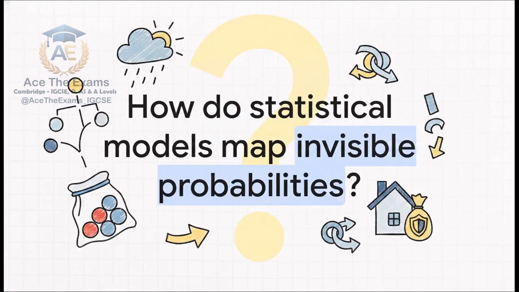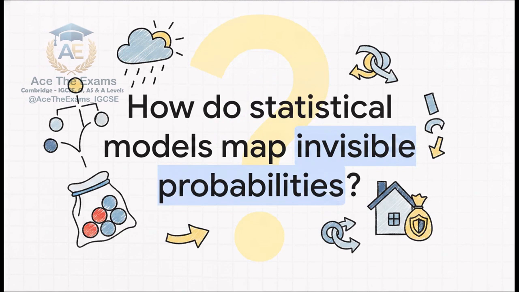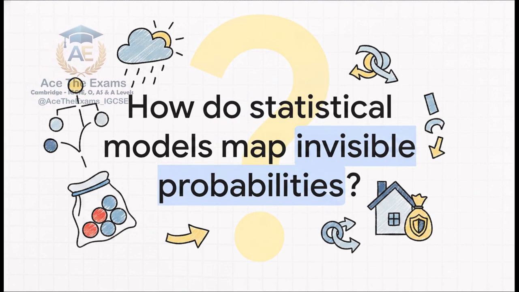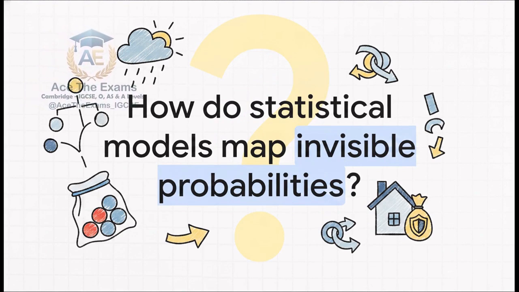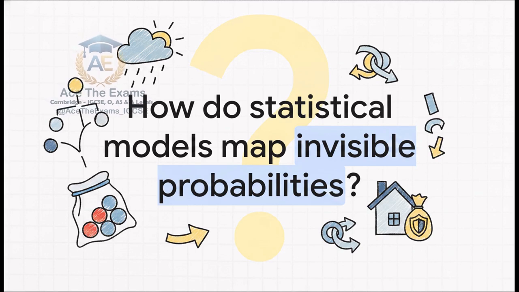I want to leave you with one final thought today. If a simple tree diagram can accurately map out and predict the outcomes of a few counters in a bag, how else are complex statistical models mapping the invisible probabilities of our daily lives? Everything from your insurance premiums to the weather app on your phone relies on the very math we just tackled.